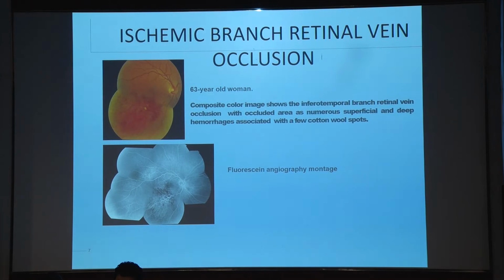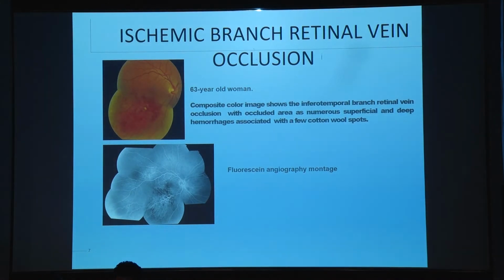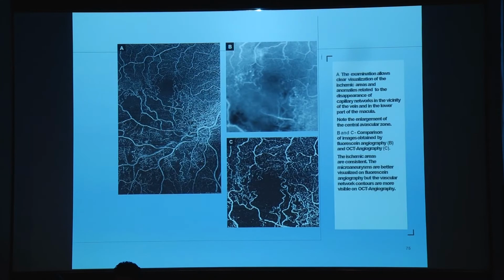and it will help to prognosticate certain diseases as well. In cases of ischemic branch retinal vein occlusions, we will be able to pick up areas where there is capillary depletion and capillary dropout.